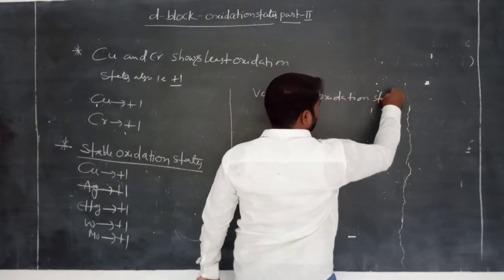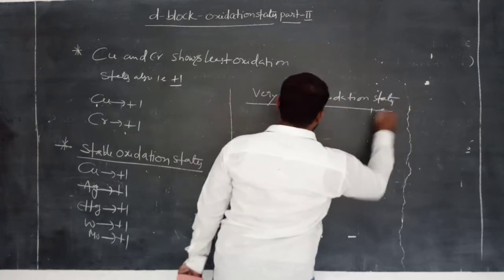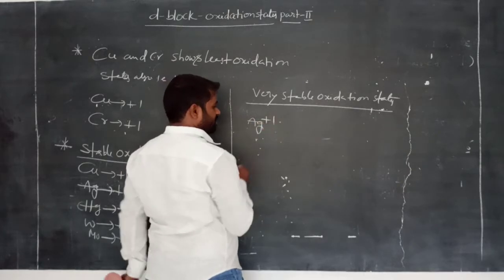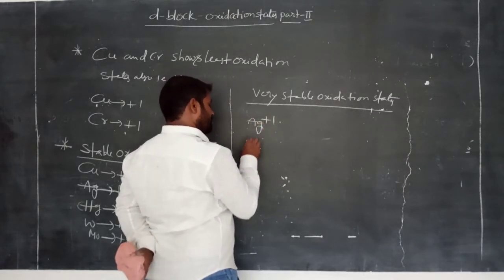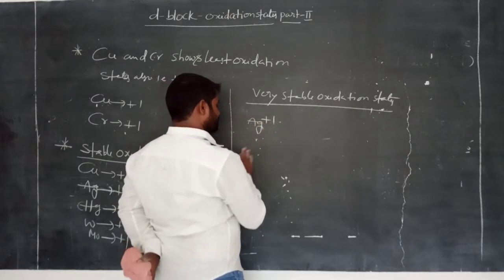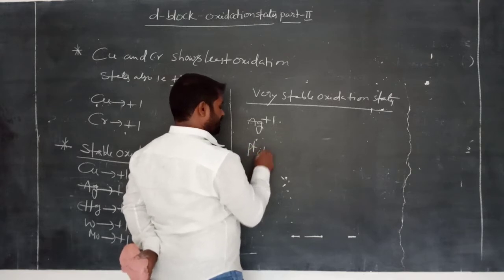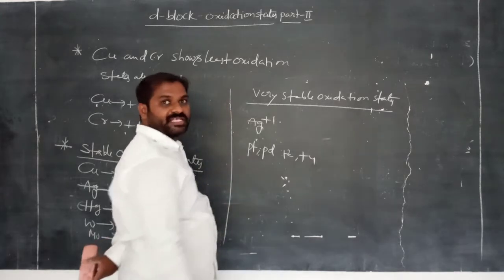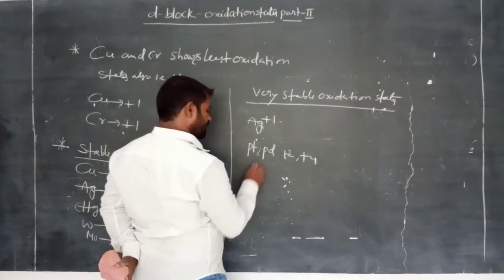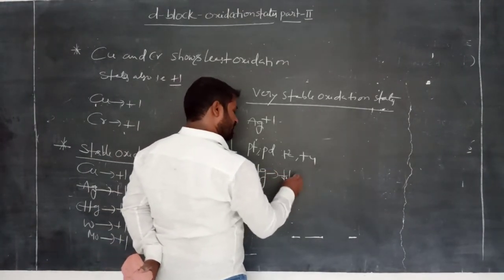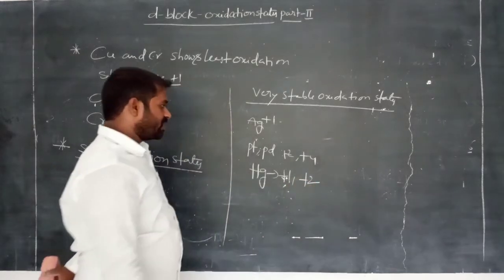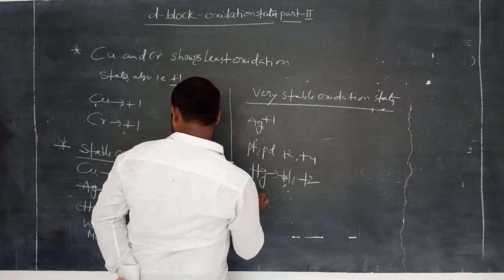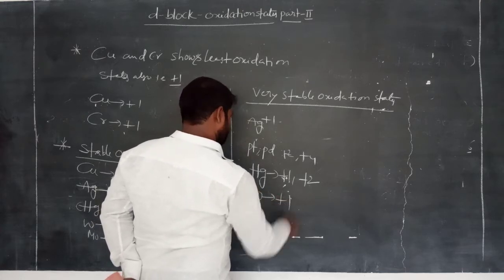very stable oxidation states. For silver it is +1, and platinum and palladium both exhibit +2 and also +4. Mercury can exhibit +1 and also +2, which is the most stable oxidation state for it. And tungsten is also +1.